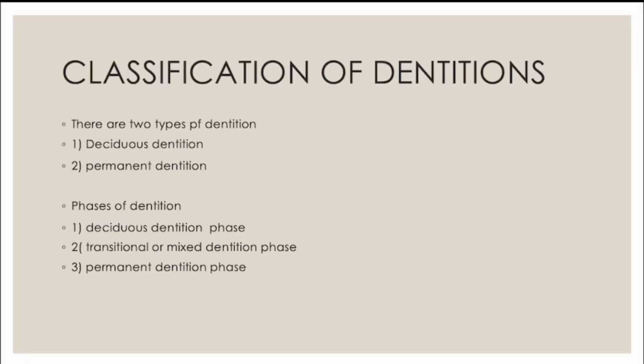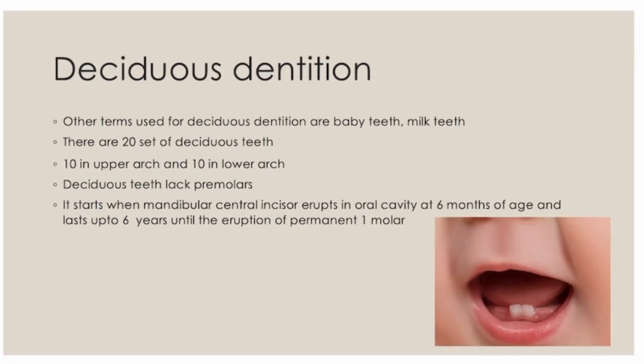Now let's classify the dentition. There are two types of dentitions, deciduous and permanent. The phases of dentition consist of the deciduous dentition, the transition or mixed dentition phase, and the permanent dentition phase. Deciduous dentition is also known as baby teeth or milk teeth. It starts with the eruption of the mandibular central incisor, as we can see in this picture. These central incisors erupt in the oral cavity at the age of 6 months, and this deciduous dentition phase lasts up to 6 years of age, when the permanent first molar erupts into the oral cavity.